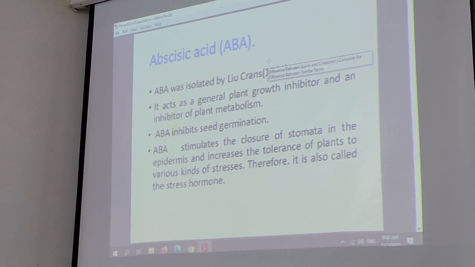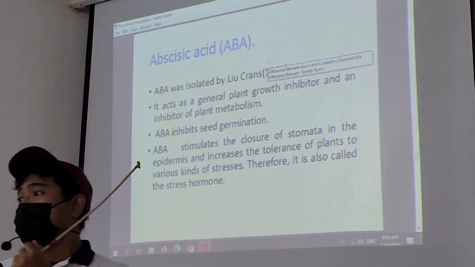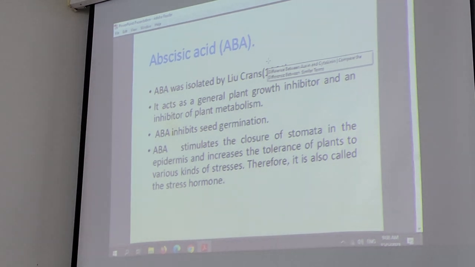Carbon dioxide, oxygen, water vapor. Water, but in the form of gas, we call it water vapor. Okay, so when stomata are closed, CO2 cannot get in, oxygen cannot go out. But the good thing is the water in the plant is preserved, so the plant is not wilting.